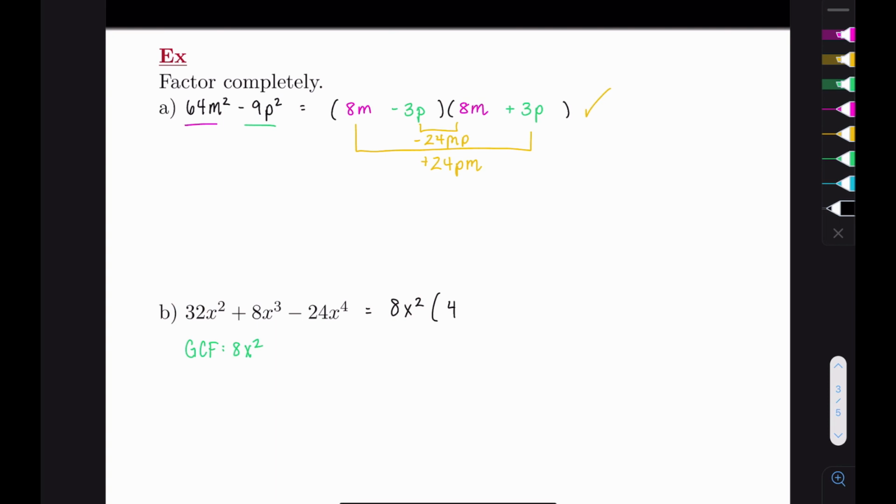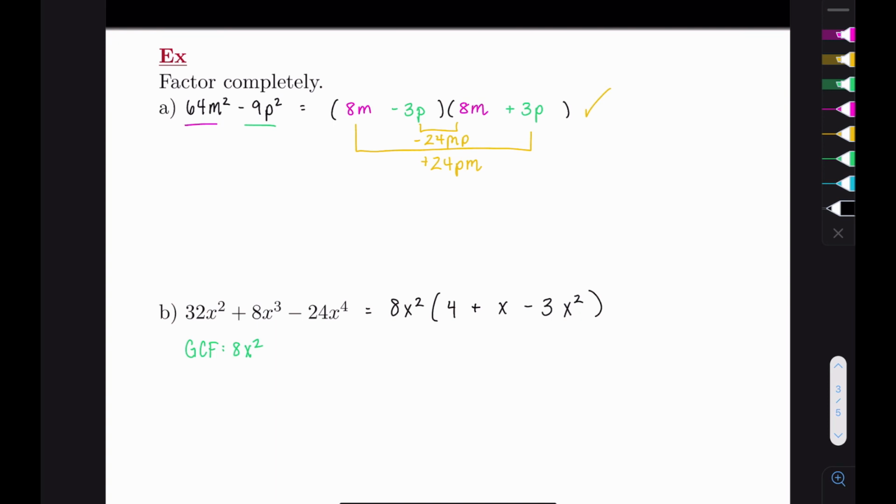So 4 times 8 is 32. I've taken out the x squareds. From the middle term, I've taken out the 8. I take out 2 x's, so I'm left with a single x in return. From the last, we have that minus sign. If I take out the 8, 3 times 8 gives us 24. I take out 2 of the x's, so we're left with an x squared.